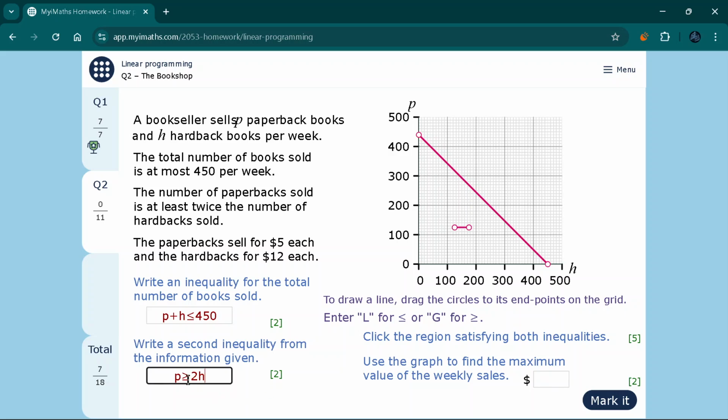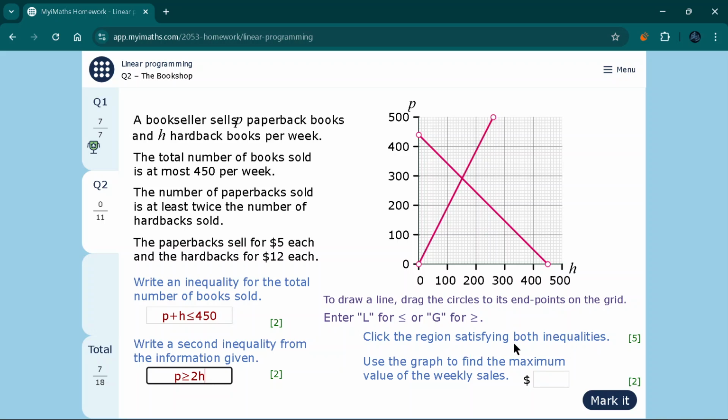Next one. Let's say, if P, where's P? If H is 0, then P is 0. Now if H is 100, then P will be 200, because the number of paperbacks is twice. If H is 200, then P will be 400. So the line goes up like so.